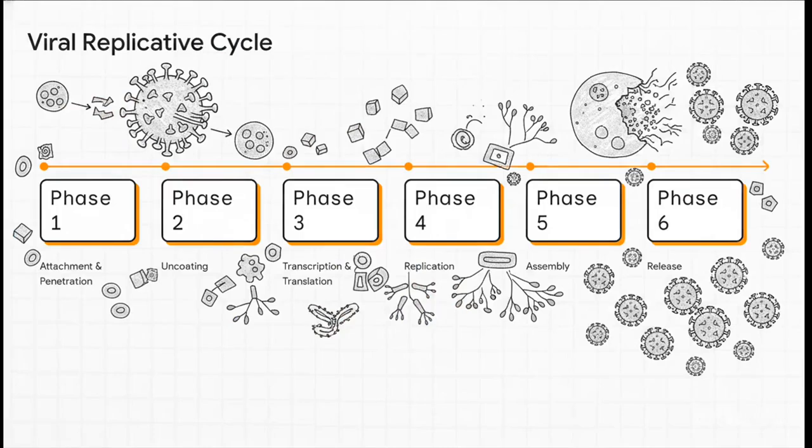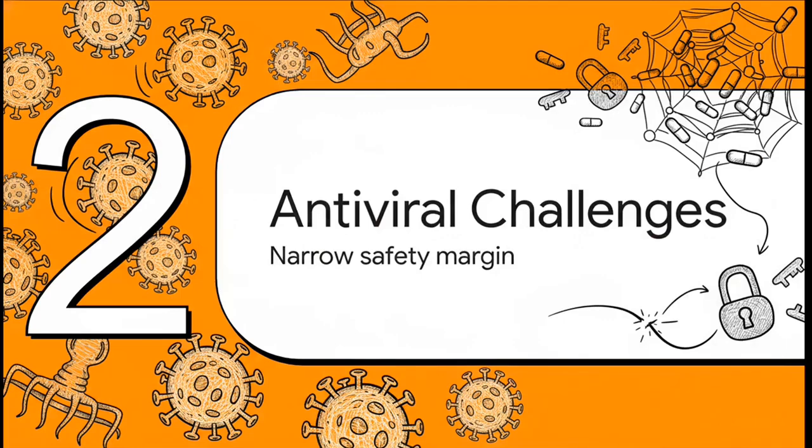Once this thing finds a target cell, it doesn't just sit there. It executes this incredibly precise, highly coordinated replicative cycle. It attaches, penetrates, and uncoats its protective shell. Then it actively takes over the cell's machinery to transcribe and translate its own viral proteins, duplicate its genetic material, and assemble a whole army of clones before finally bursting out to infect others. But the good news? Every single phase on this timeline is a potential window for us to deploy an antiviral countermeasure.